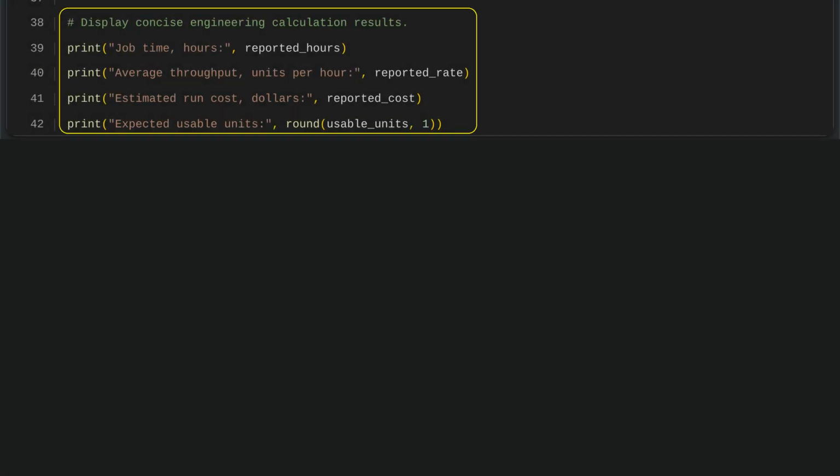The code prints a concise production summary: total job time in hours, average units produced per hour, estimated run cost, and expected usable units after scrap. Each value is rounded to make the results clear and easy to report.